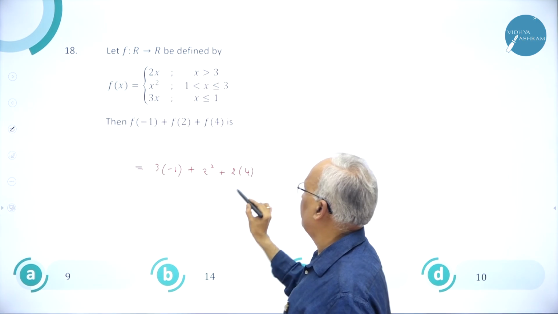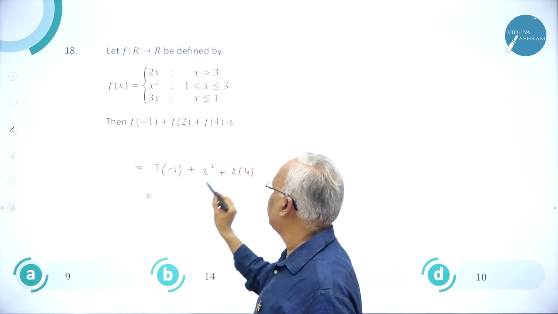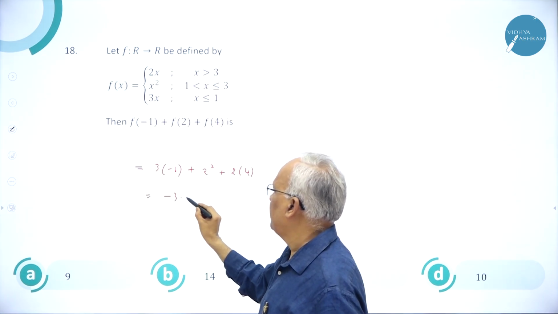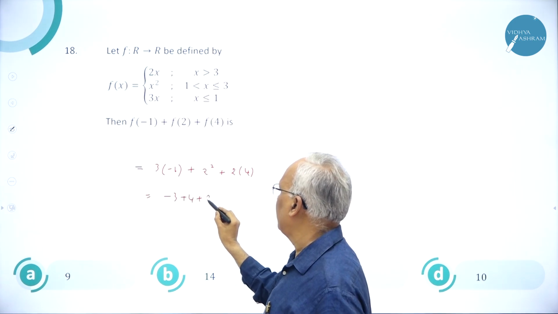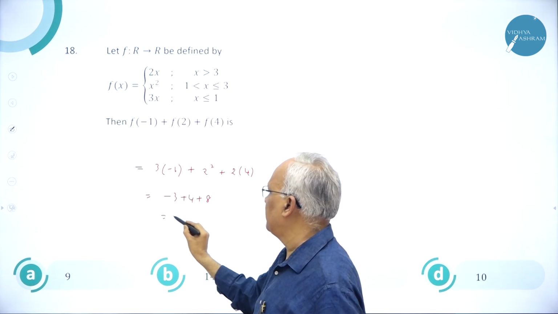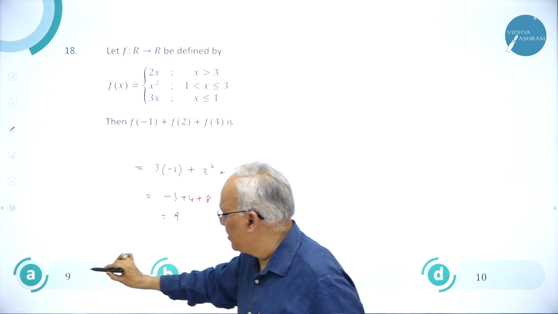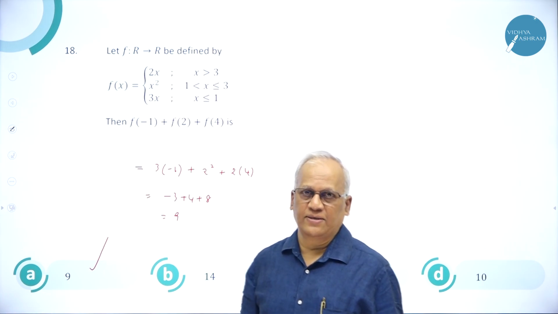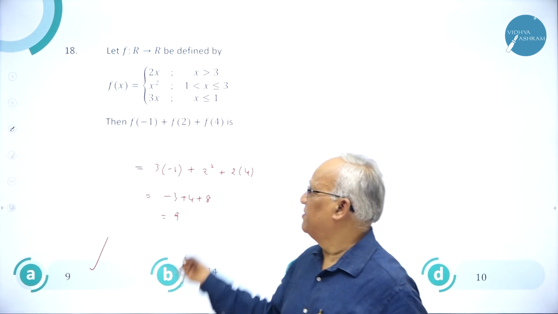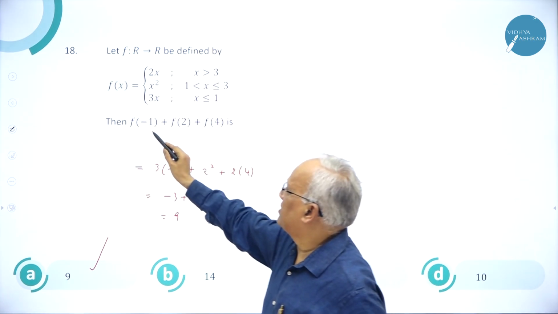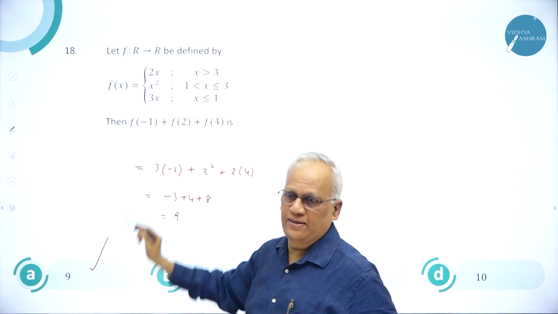So 2 into 4, which is equal to minus 3 plus 4 plus 8. So 1 plus 8, that is equal to 9. So the required expression is A. A is the answer. Okay. So very easy definition of function. Where it is defined, carefully you just see and then, okay.